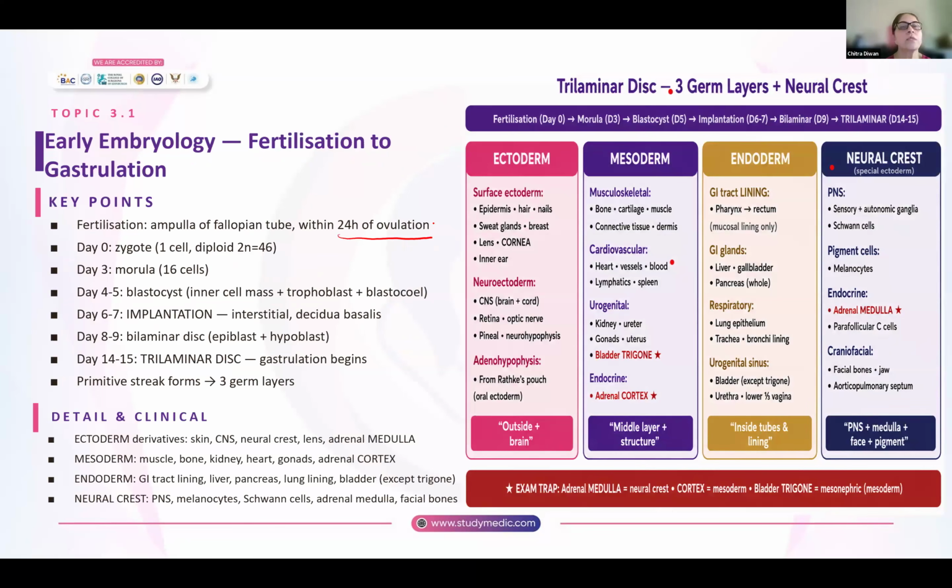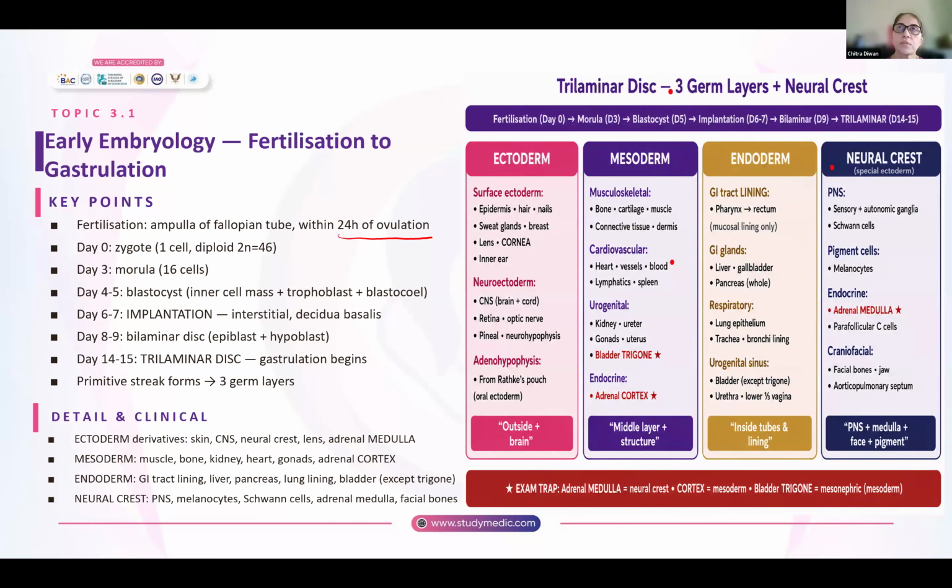Now, the first division occurs at approximately 48 hours. And then this zygote starts rapidly dividing. On day 3, you have a structure called the morula, which has 16 cells. It is a solid structure, that means there is no cavity seen in this morula. Once the cavity forms, the morula is called the blastocyst.